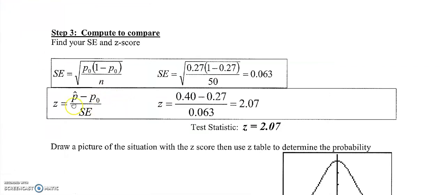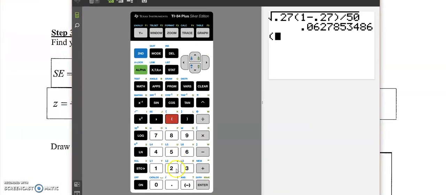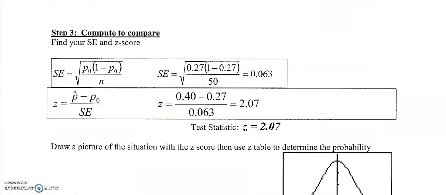Next, we're going to find our z by taking p hat minus p over the SE. So that's 0.40 minus 0.27 over 0.063, which gives us a test statistic of 2.07. So again, in the calculator, you'll want to do parenthesis 0.40 minus 0.27, close parenthesis, divided by 0.063, which gives us the 2.06 or 2.07. Okay, so our 2.07 is our test statistic.